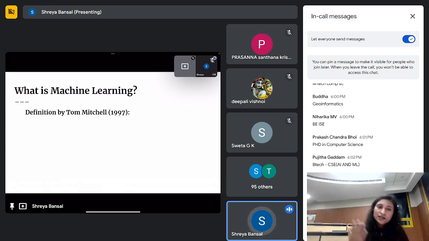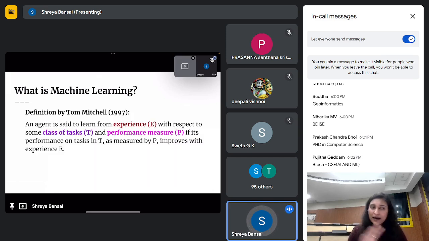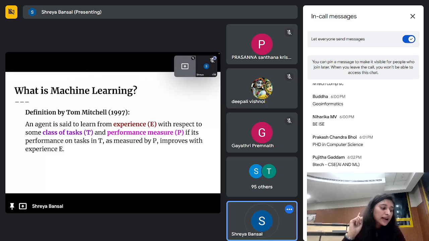So Tom Mitchell in 1997, as you all have gone through this definition, I'm very sure. I'm not going to repeat these definitions. Why I have written this definition is to give you three important keywords: experience, class of task, and performance measure. I told you intelligence cannot be measured. But you see here, there is a term of performance measure.